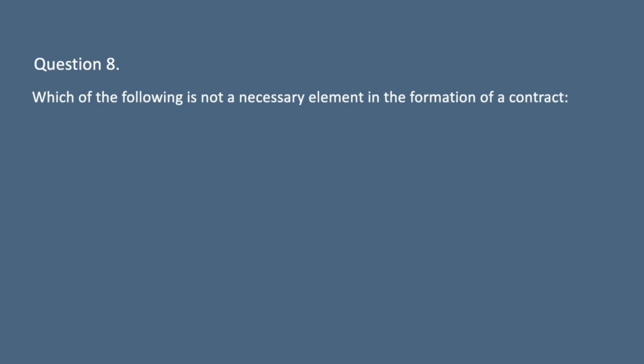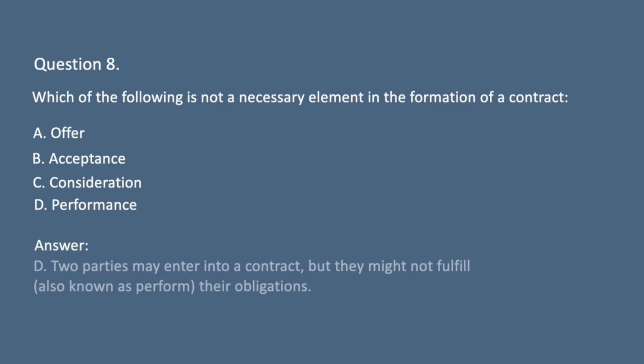Question 8. Which of the following is not a necessary element in the formation of a contract? A. Offer. B. Acceptance. C. Consideration. D. Performance. Answer. D. Two parties may enter into a contract, but they might not fulfill, also known as perform, their obligations.